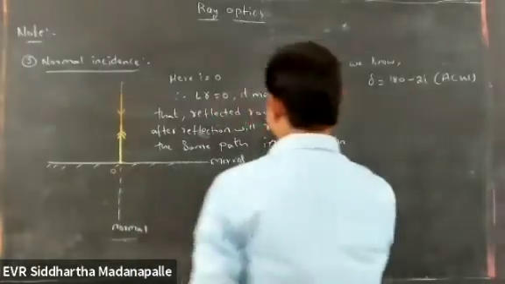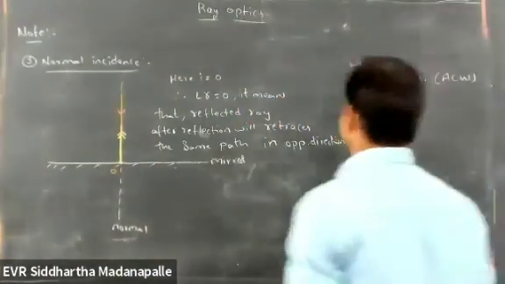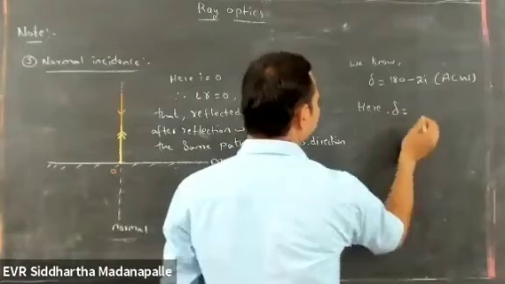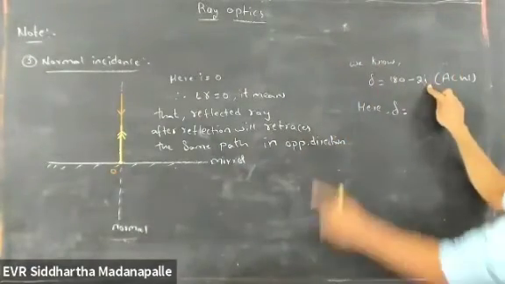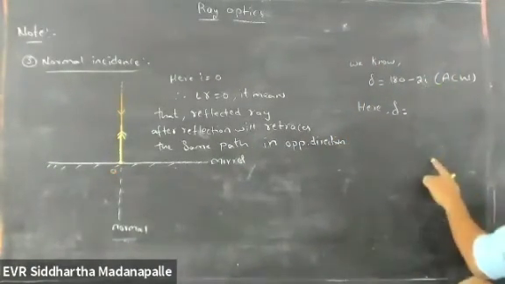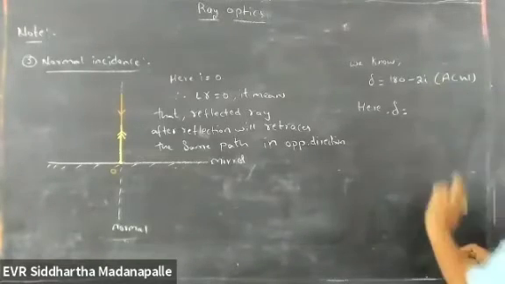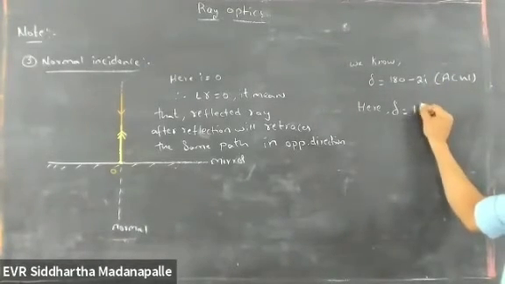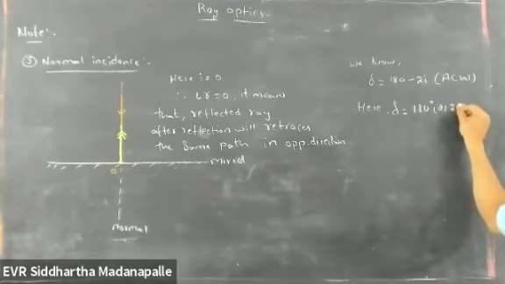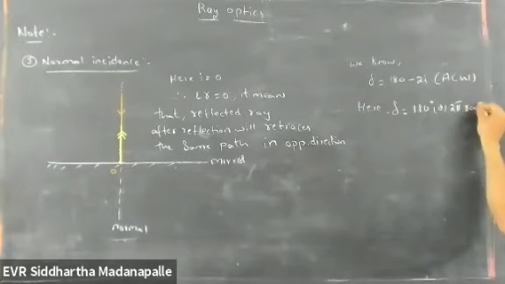Now here, in this case, what is the angle of deviation? Here, the angle of incidence i is equal to 0, or else if I write minus 2i, r value is also equal to 0. So what is the deviation here? 180 degrees, or else we can write this as 2 pi radians also.